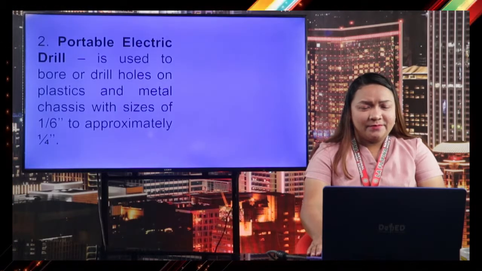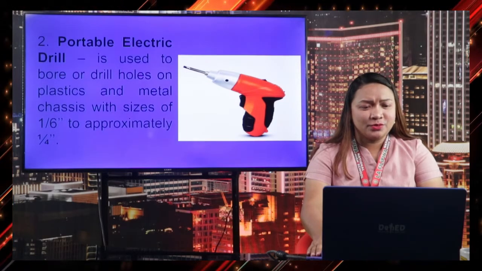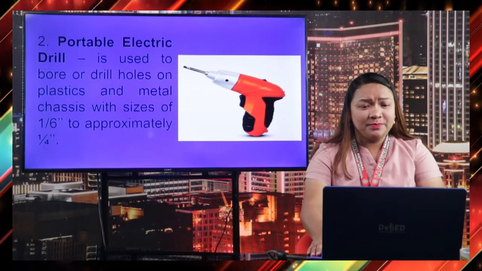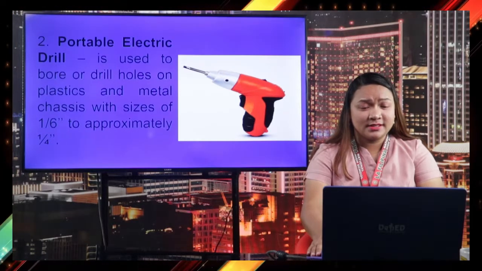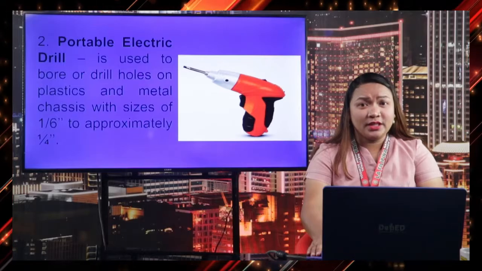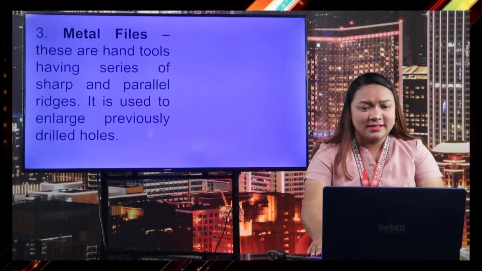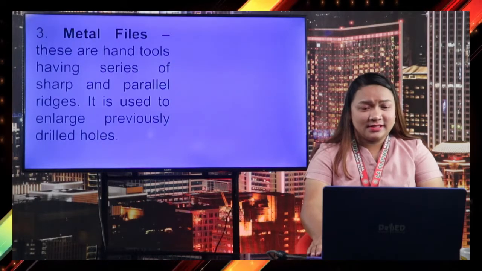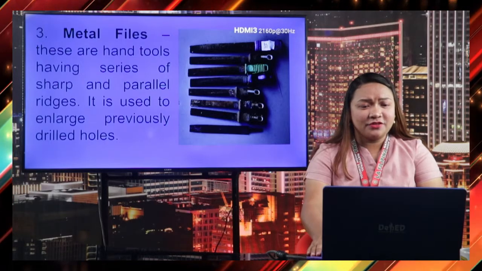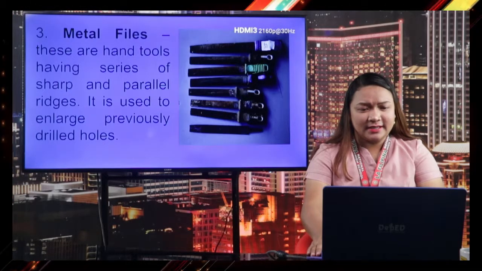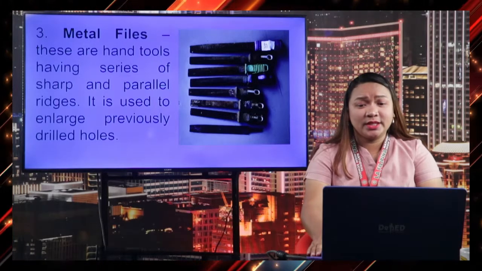Next, we have portable electric drill. This is used to bore or drill holes on plastics and metal chassis with sizes of 1/6 to approximately 1/4 inch. And the last one is the metal files. These are hand tools having series of parallel and sharp ridges. It is used to enlarge previously drilled holes.